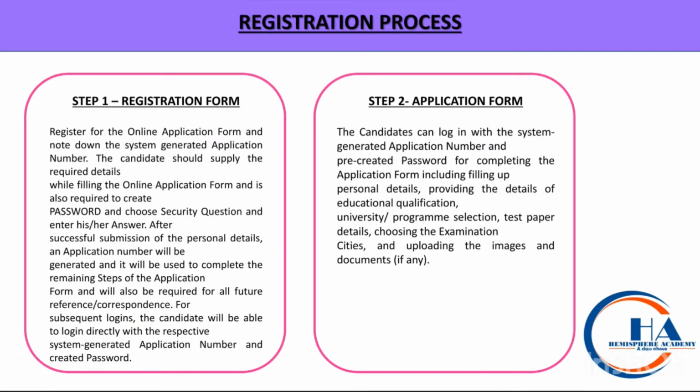Moving forward, the registration process. The registration process is quite simple. First, you have to fill the online application form and note down the system generated application number. This is a very important application number. This will be used for future references. Okay, so after you fill this online application, you have to create a password which will be yours. Choose a security question and enter your answer yourself. Don't choose a question whose answer you might forget. Please do make a note of that.